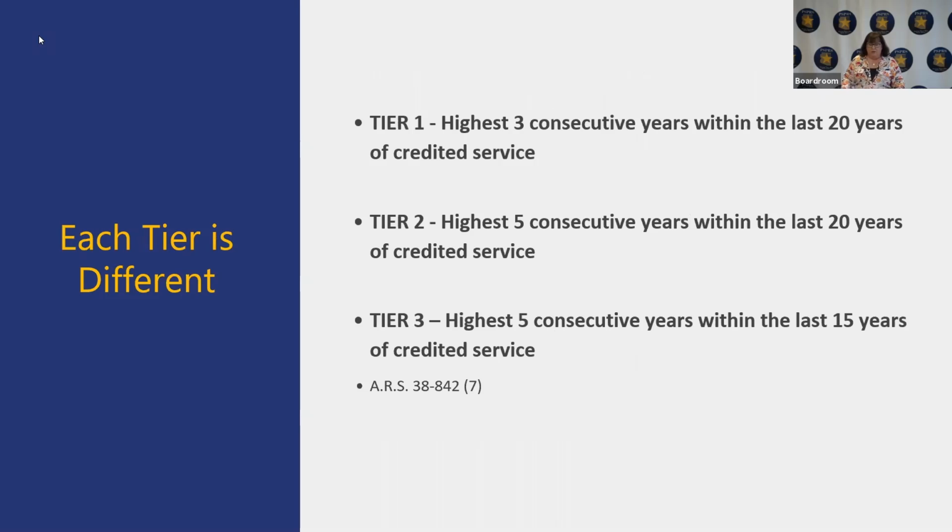So when it comes to finding the highest years, each tier is different. Tier 1, it's the highest 3 consecutive years within the last 20 years of credited service. Tier 2, it's the highest 5 consecutive years within the last 20 years of credited service. And Tier 3, it's the highest 5 consecutive years within the last 15 years of credited service. And I've noted the statute reference where we're getting that information from.